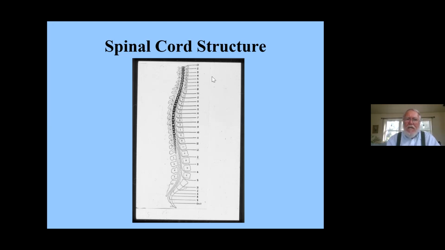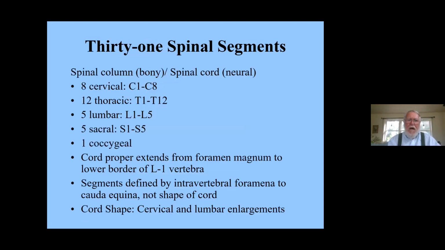So basically, when we're talking about these segments, we're talking about the most rostral segments, 8 cervical segments, C1 to C8, then 12 thoracic segments, T1 to T12, then 5 lumbar segments, L1 to L5, then 5 sacral segments, S1 to S5, and then a coccygeal segment. So that is just a rough approximation of the spinal cord.